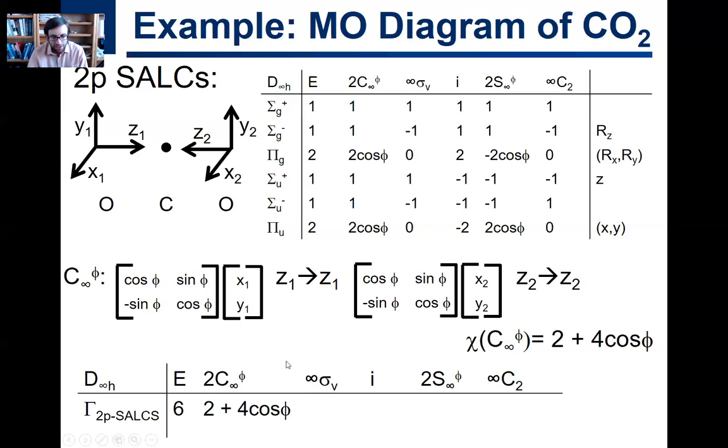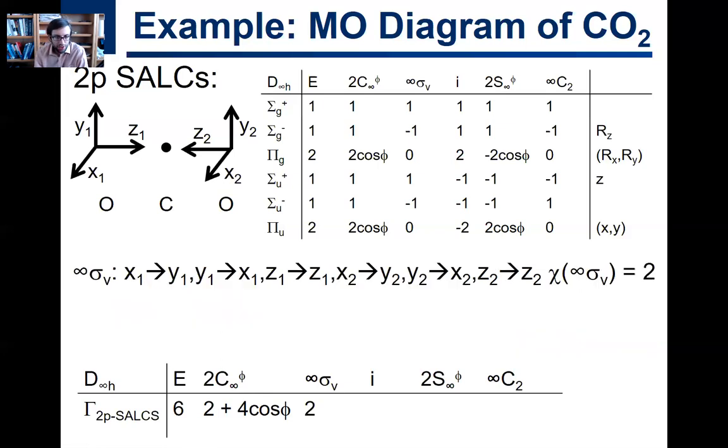Now we're going to take the trace of the matrix. And what's the trace going to be? Well, the z components are going to give you a 1 each. So that's going to give you 1 plus 1, gives you 2. But then you're going to have plus cosine phi, plus cosine phi, plus cosine phi. That ends up being 2 plus cosine phi. So it looks a little funky, but that's what the character is.